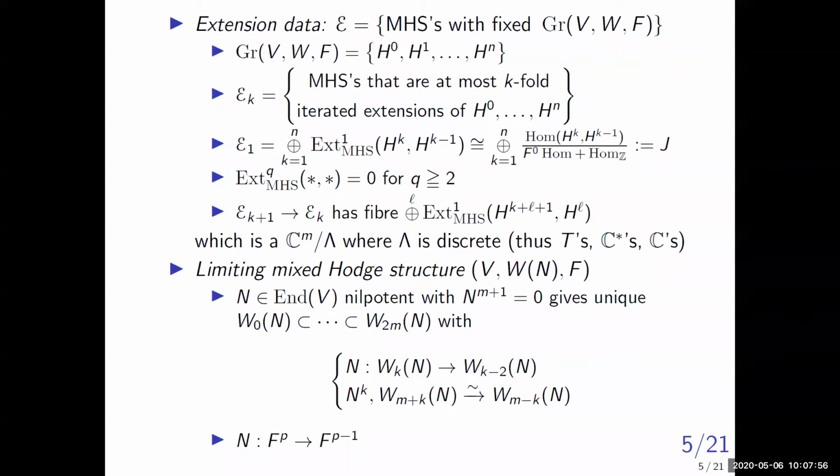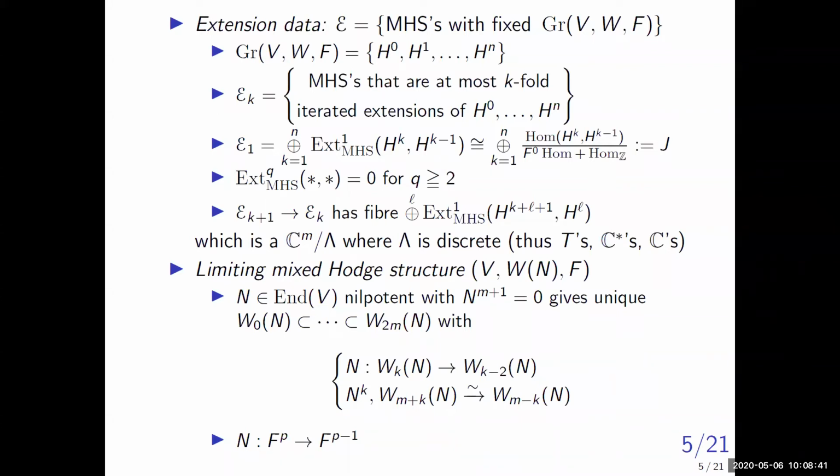By extension data, what is meant is the set of mixed Hodge structures, all mixed Hodge structures that have a fixed associated graded. So you fix the Hodge structures on the associated graded and look at all mixed Hodge structures with that fixed associated graded data. E_k is the set of mixed Hodge structures that are at most k-fold iterated extensions. So you think, for example, a mixed Hodge structure E_1 is in a short exact sequence with Hodge structures on each end and the mixed Hodge structure in the middle, and so forth.